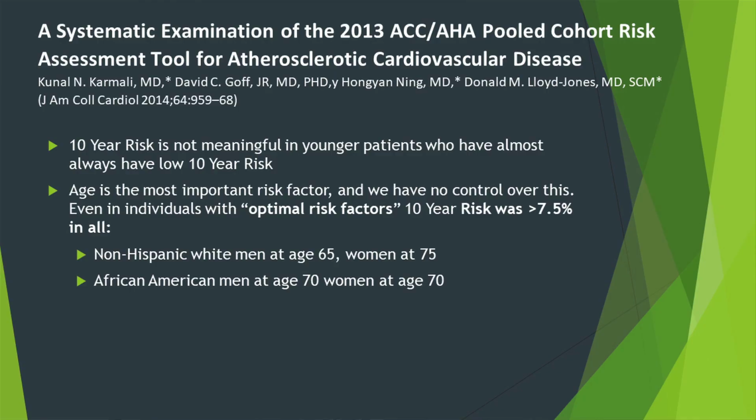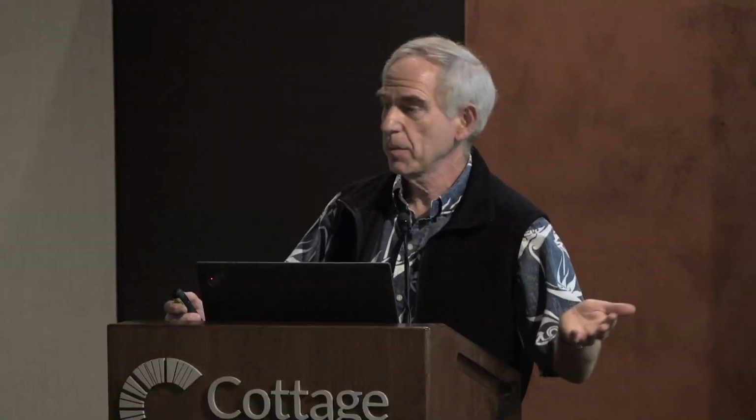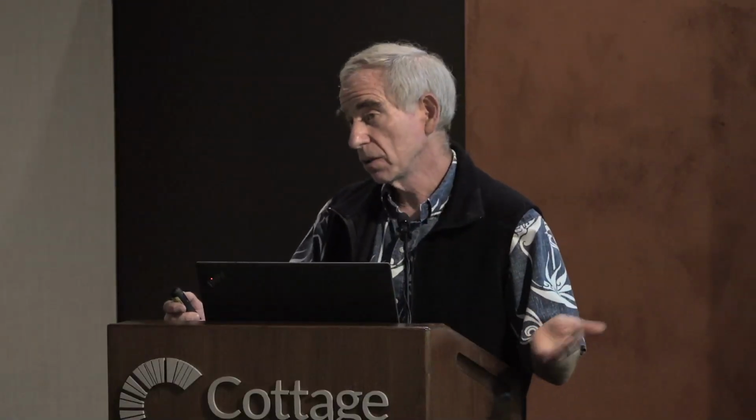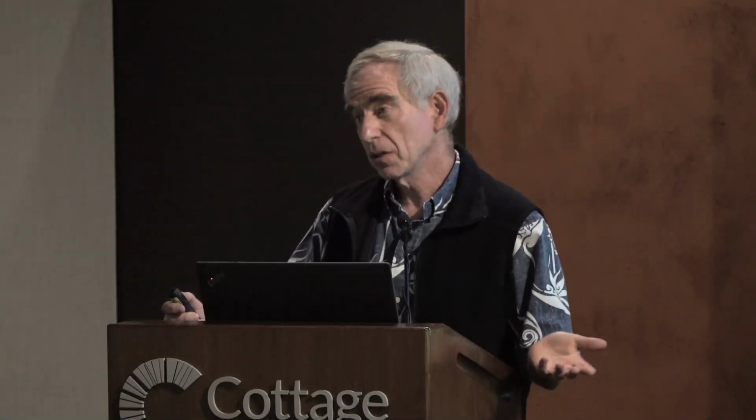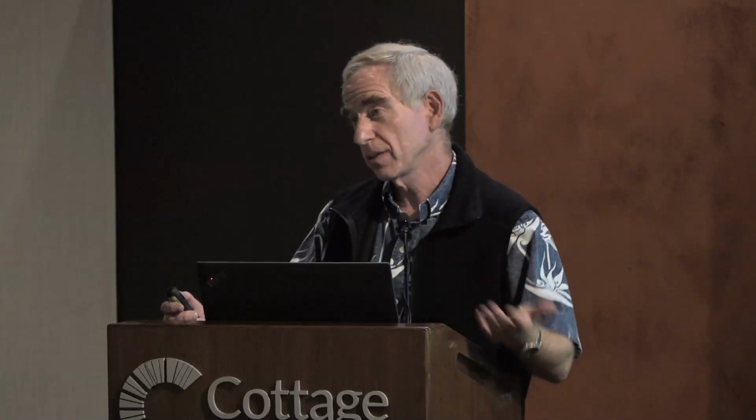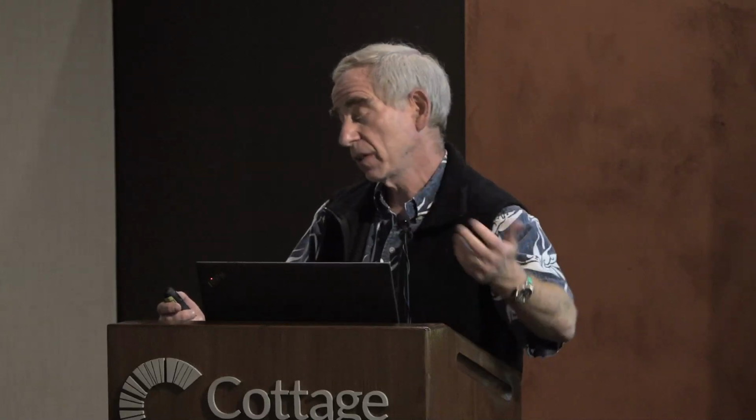This was one of the first studies, and they basically said that one of the problems with the calculator is it wasn't good for young people. Somebody who's 40 years old, their risk of dying of an MI in the next 10 years is very low, right? It's not very helpful to know what the risk is in 10 years. You want a 20 or 30-year risk. What are they going to be like when they're 60 or 70? Are they going to have an MI, right? Also, it only went down to age 40.